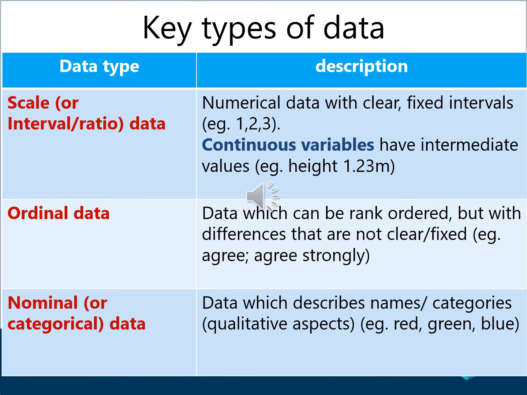Ordinal data are data which can be rank ordered, but where the differences between categories are not clear or fixed. So, for example, the difference between agree and agree strongly may be interpreted differently by different people. The interval is not actually fixed, as it would be in, say, the difference between 1 degree Celsius and 2 degrees Celsius. Nominal or categorical data are data which describe the names or categories of qualitative concepts. So, for example, colour or gender.